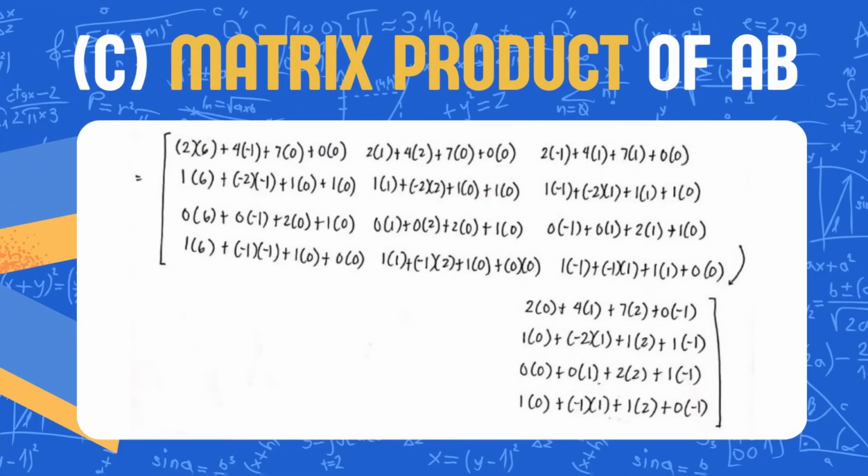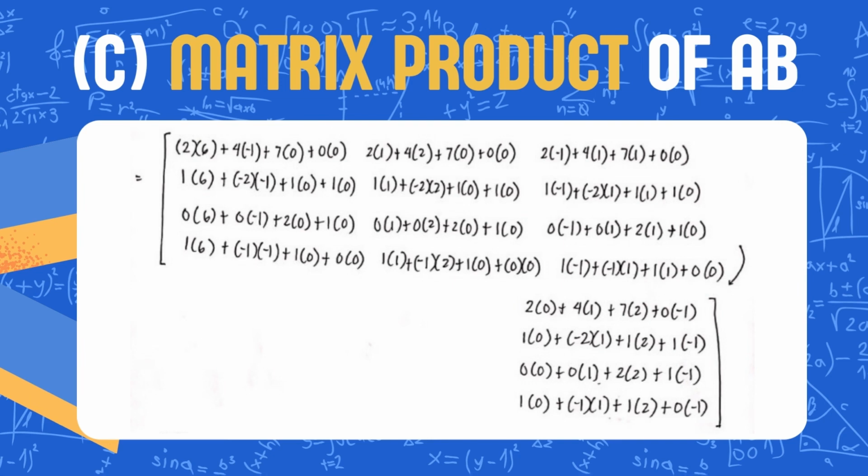In here, we multiplied the elements of the matrices respectively. 2 multiplied by 6 plus 4 multiplied by negative 1 plus 7 multiplied by 0 plus 0 multiplied by 0. Then 1 multiplied by 6 plus negative 2 multiplied by negative 1 plus 1 multiplied by 0 plus 1 multiplied by 0. Then 0 multiplied by 6 plus 0 multiplied by negative 1 plus 2 multiplied by 0 plus 1 multiplied by 0. Then 1 multiplied by 6 plus negative 1 multiplied by negative 1 plus 1 multiplied by 0 plus 0 multiplied by 0.